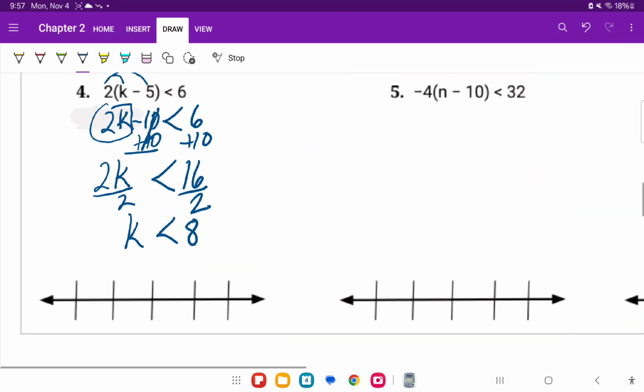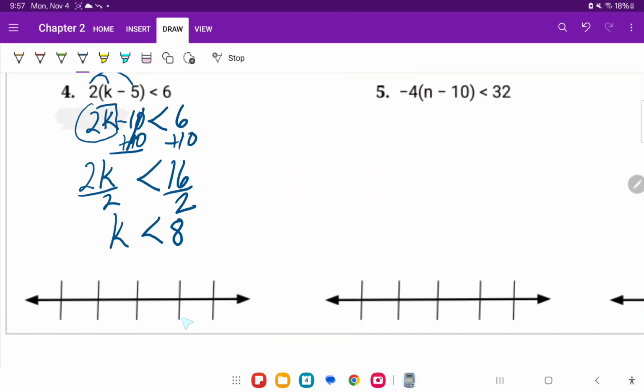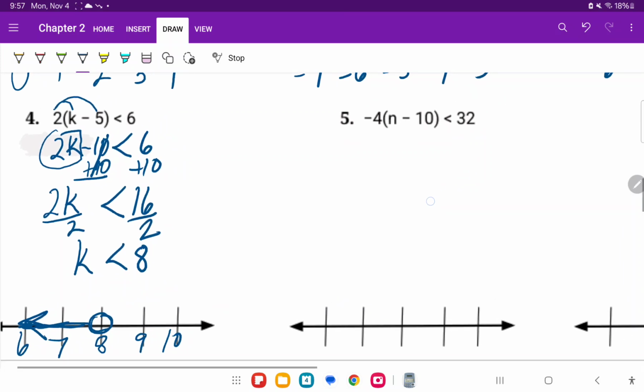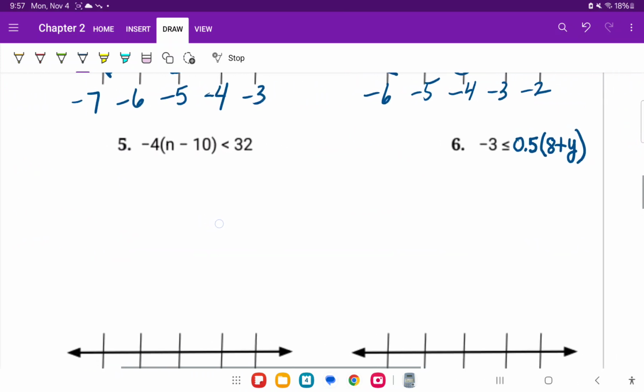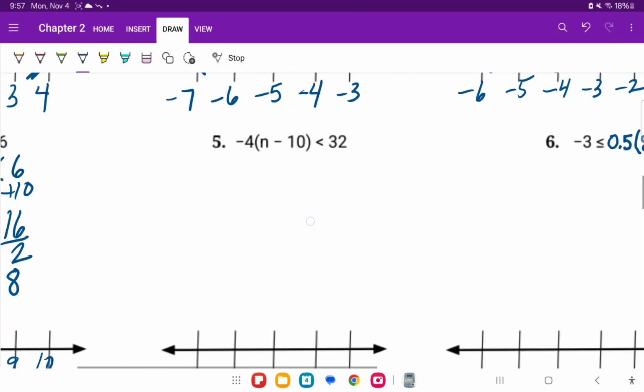So let's label our line. So we have 6, 7, 8, 9, 10. So we'll have an open circle at 8 and we'll shade to the left. All right. Try number 5 and 6 on your own, and we'll finish it together.